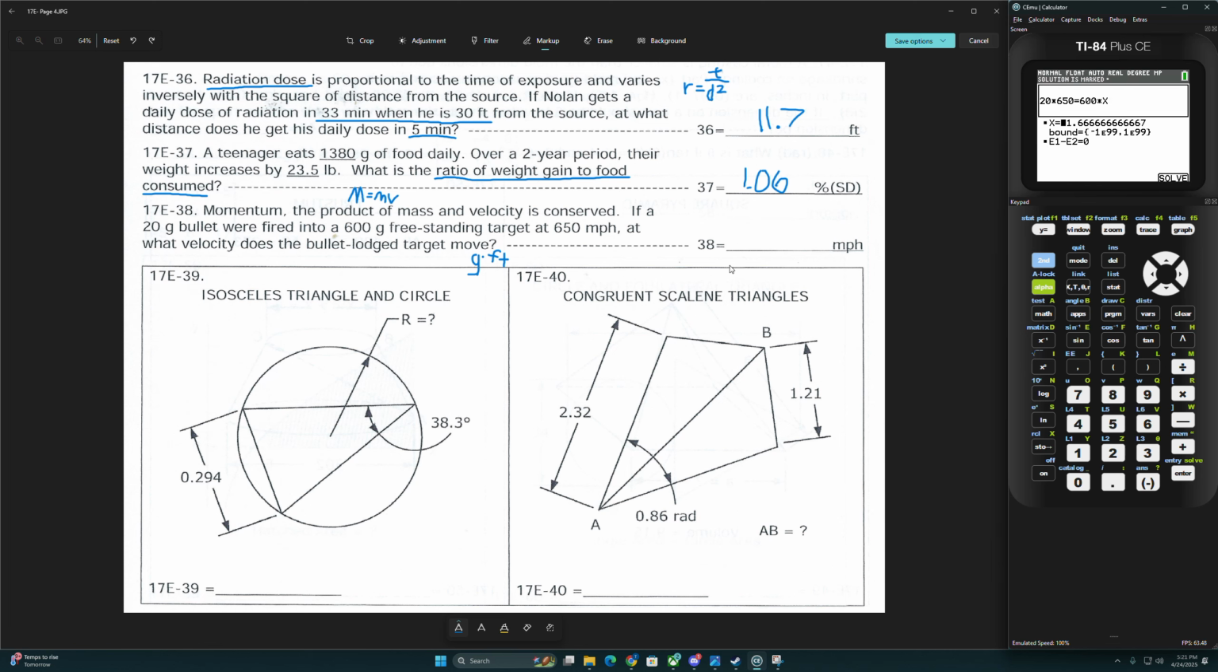We're looking at problem 38. The answer is 21.0. So did I do something wrong here? 600 grams by x. Okay. Momentum is conserved. Hmm. I'm just a little bit off. So what could I have done wrong? I don't think it would be by 600 and then 650. I don't think that would work, but let's just give it a try. No, that's definitely not right. It says it's conserved, so I don't know exactly what that means.